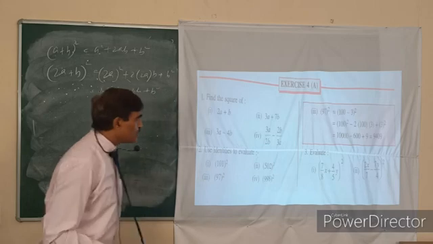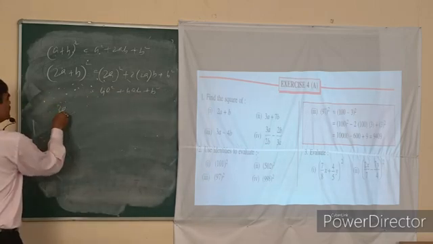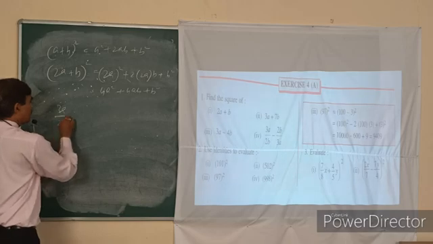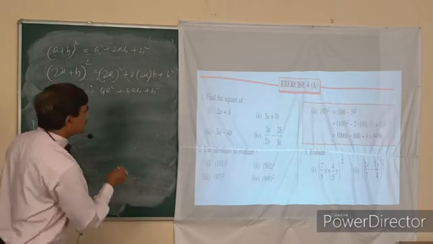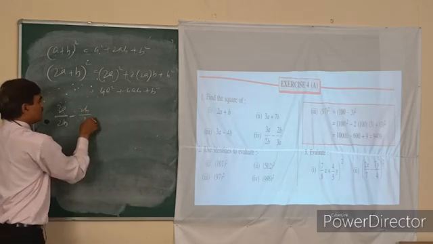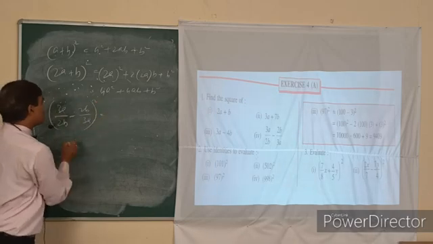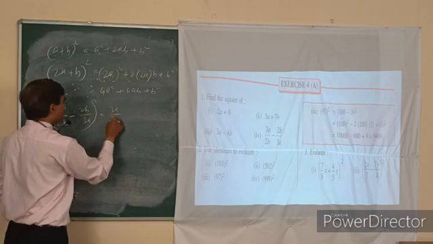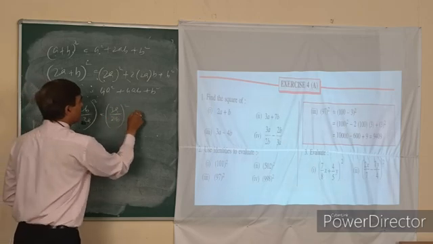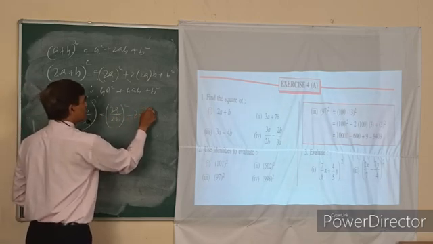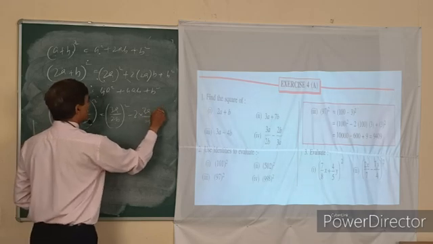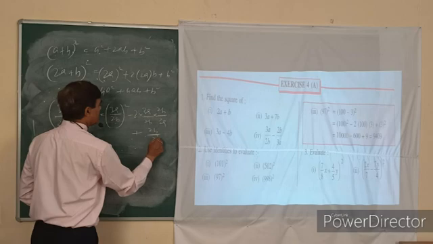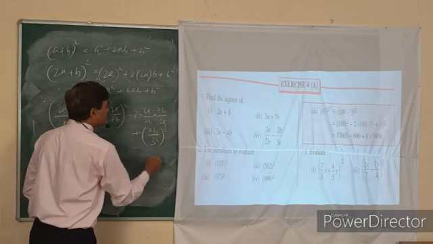Now if we take this question, the fourth one, that is given as (3a upon 2b minus 2b upon 3a) whole square. So again, this whole term is a, this whole term is b. So (3a upon 2b) whole square minus 2 times 3a upon 2b into 2b upon 3a plus (2b upon 3a) whole square. So this will come.